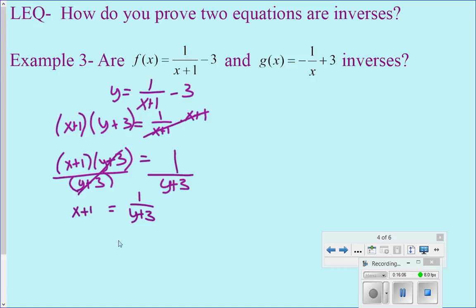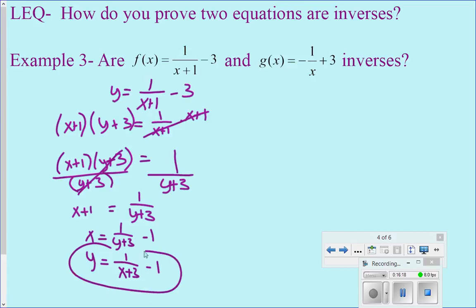And almost there, I'm trying to solve for x. So subtract 1. And lastly, interchange x with y. So comparing this equation, y equals 1 over x plus 3 minus 1 to y equals negative 1 over x plus 3, I can see that they're not the same.